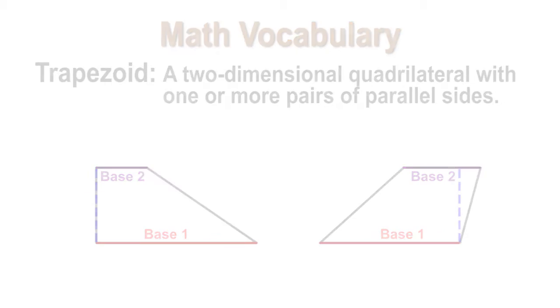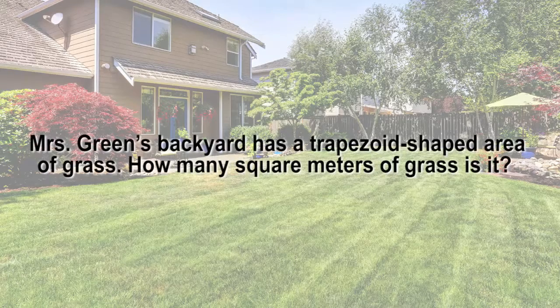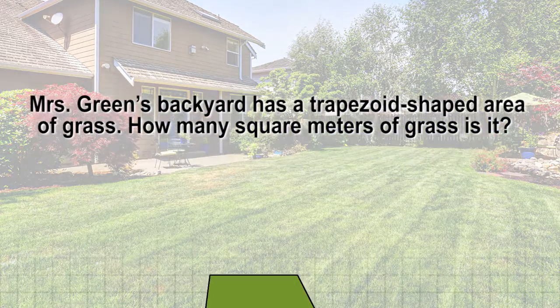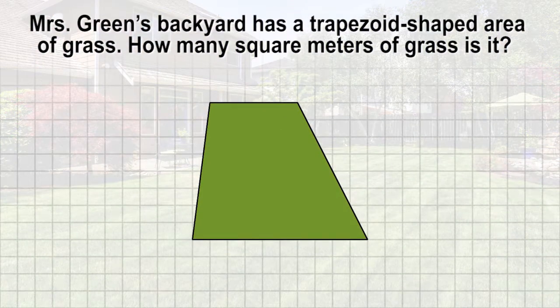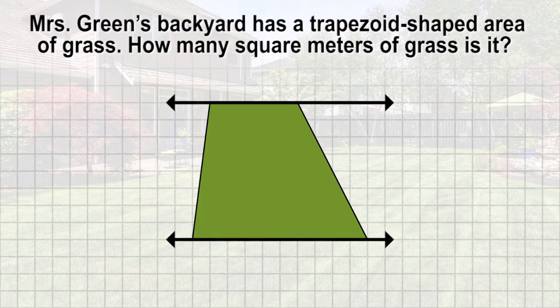Let's start with the following problem. Mrs. Green's backyard has a trapezoid-shaped area of grass. How many square meters of grass is it? In a trapezoid, at least one pair of sides are parallel. In this trapezoid, the top and bottom sides are parallel because they follow the grid lines. Let's think about other shapes we know and see if that would help us find the area of the grass.